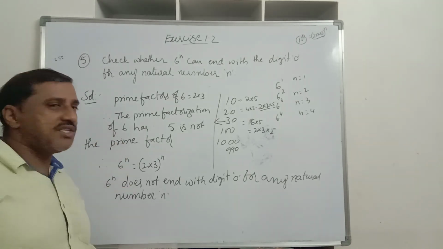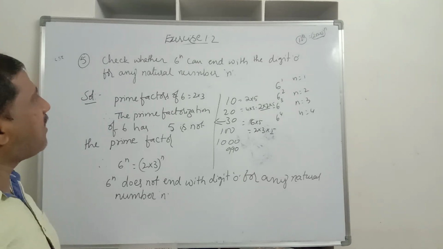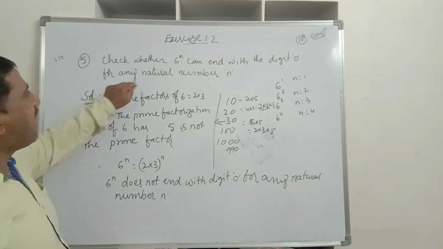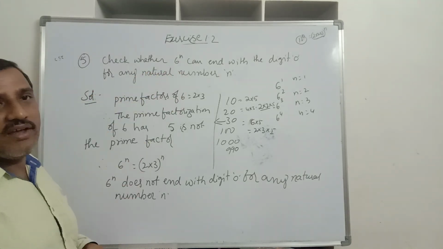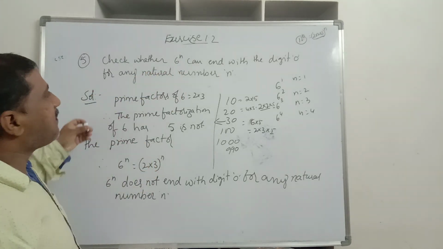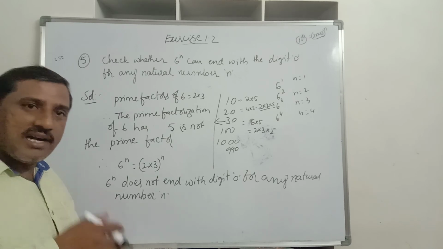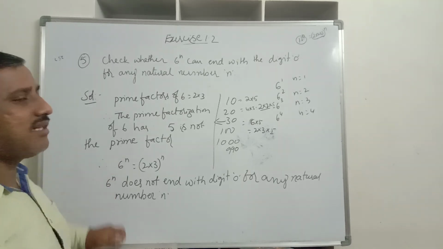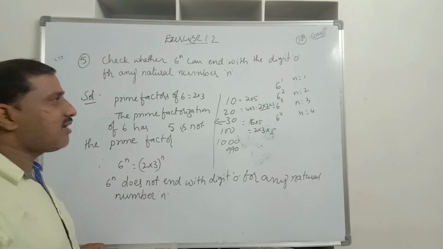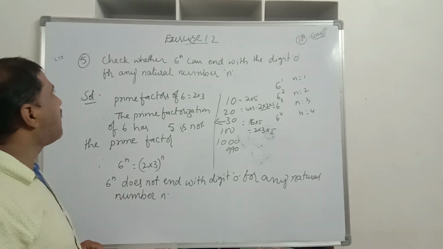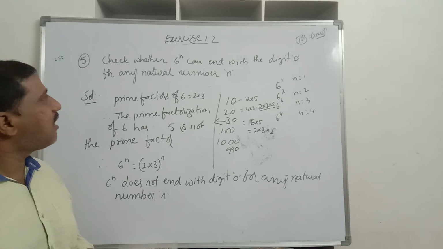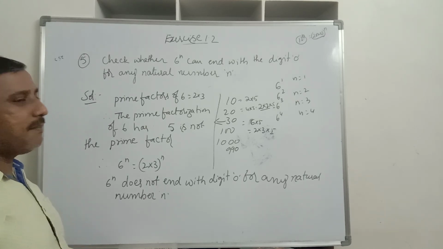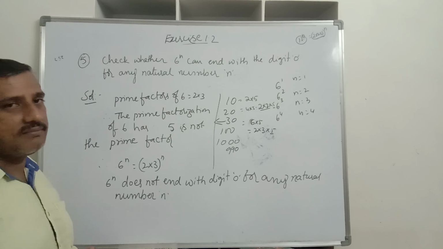So here also we used the concept of fundamental theorem of arithmetic. By finding the prime factors of 6, we can say whether the number will end with 0 or not. If it contains 5 as one of the prime factors, definitely those numbers will end with 0. Is it clear, children? This is today's class. Check whether 6 to the power of n can end with the digit 0 for any natural number n. Is it clear?